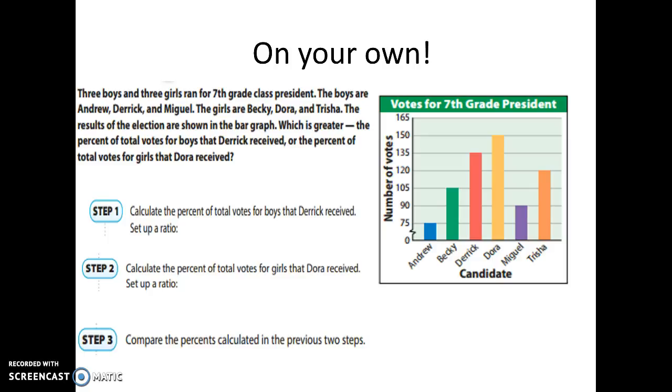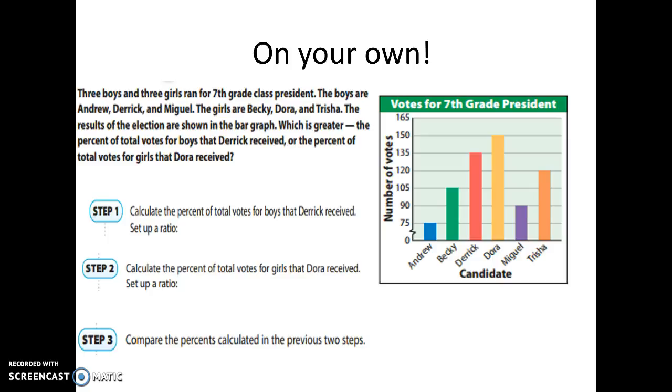Okay, so let's take another look at a bar graph. It says 3 boys and 3 girls ran for 7th grade class president. The boys are Andrew, Derek, and Miguel. The girls are Becky, Dora, and Trisha. The results of the election are shown in the bar graph. Which is greater, the percent of the total votes for boys that Derek received, or the percent of the total votes for girls that Dora received?